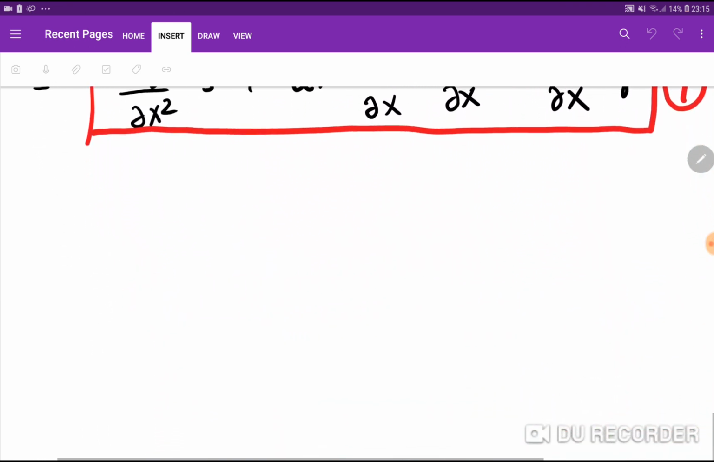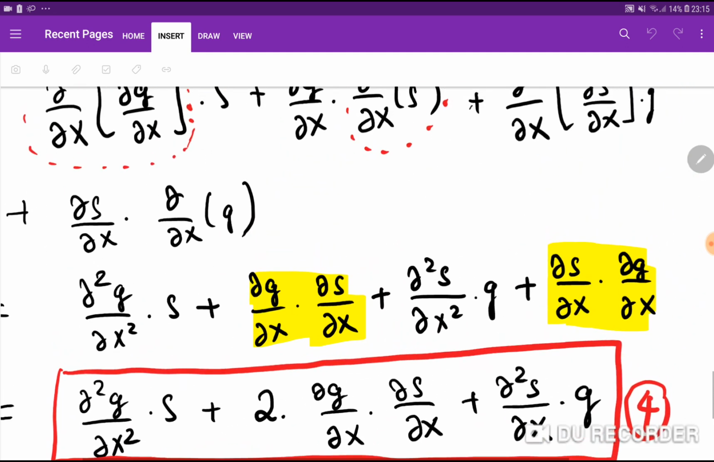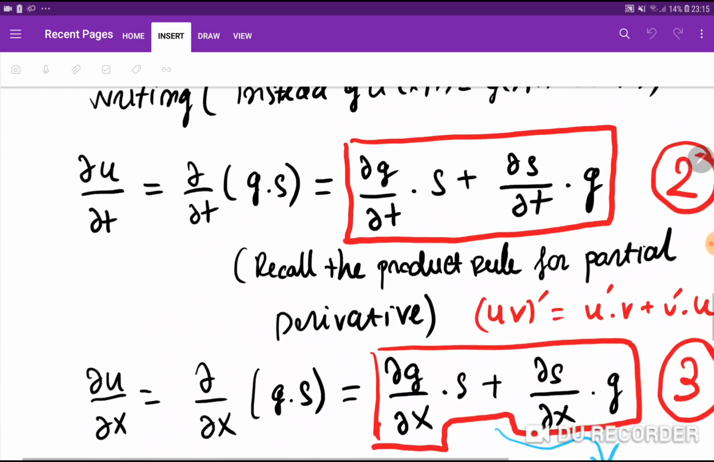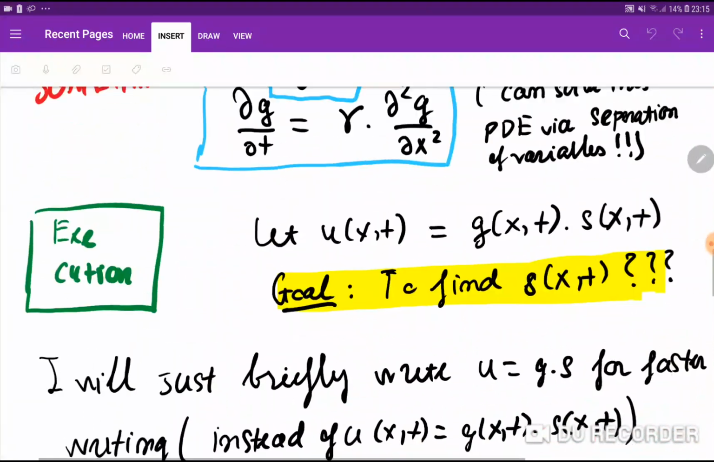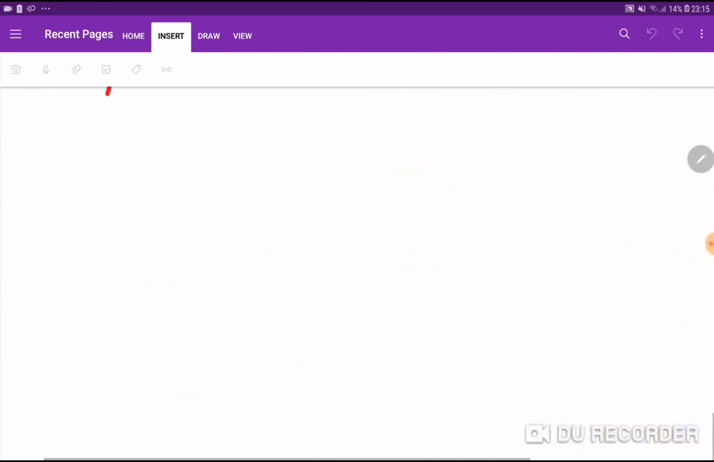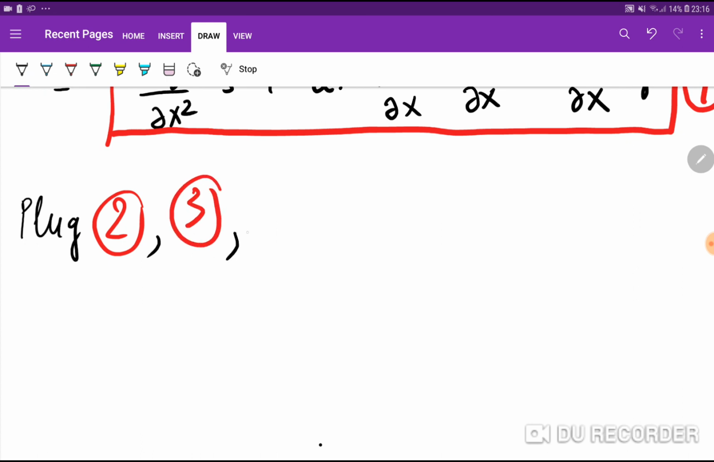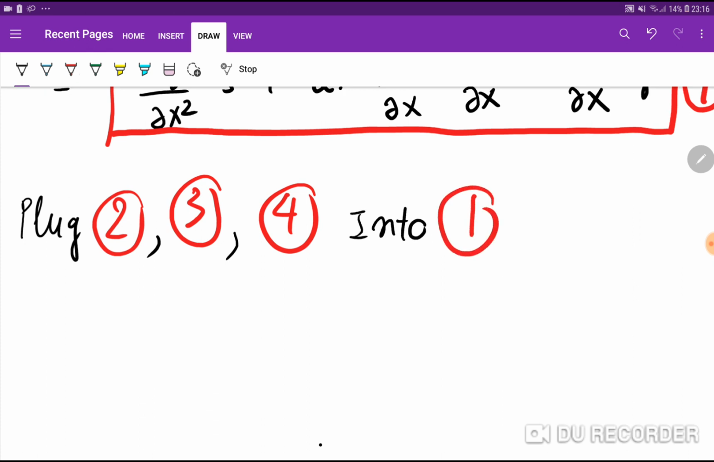Okay, so after all this, let's go ahead and substitute in. From equations 4, 3, 2, which I showed you, we can substitute back into equation 1, which is our original equation. So let me write down: plug 2, 3, 4 into 1. Okay, so what do we have?